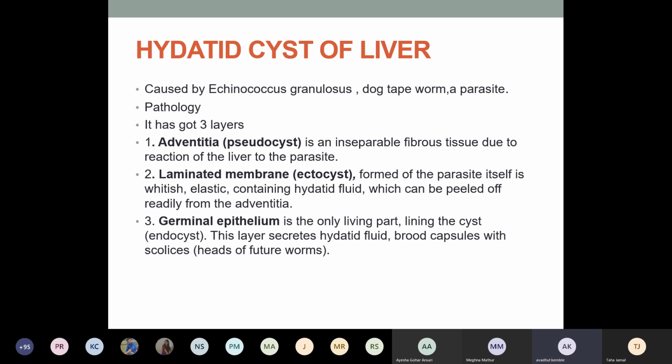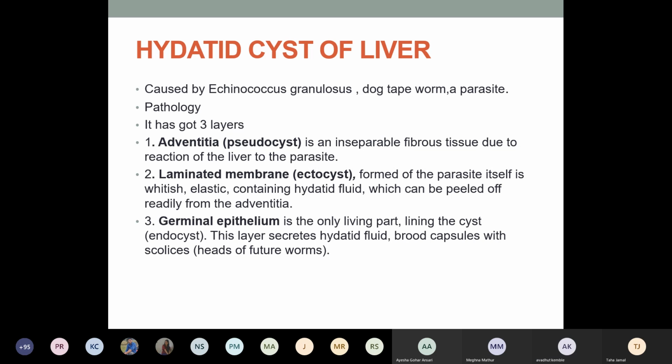Typically, this Echinococcus granulosus gives a cyst within the organ where the egg or larva is sitting, and it is divided into three layers. It has got three layers. A pseudocyst is an adventitia, an inseparable fibrous tissue due to reactive defensive action of the human body within the organ where the cyst is present.